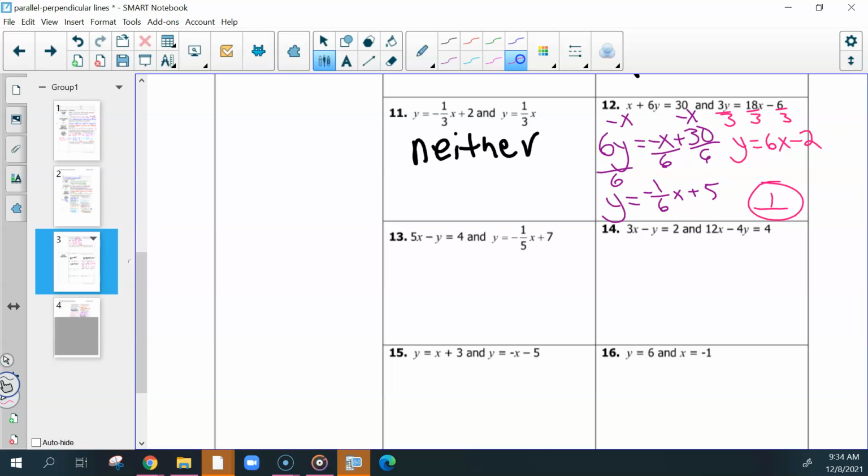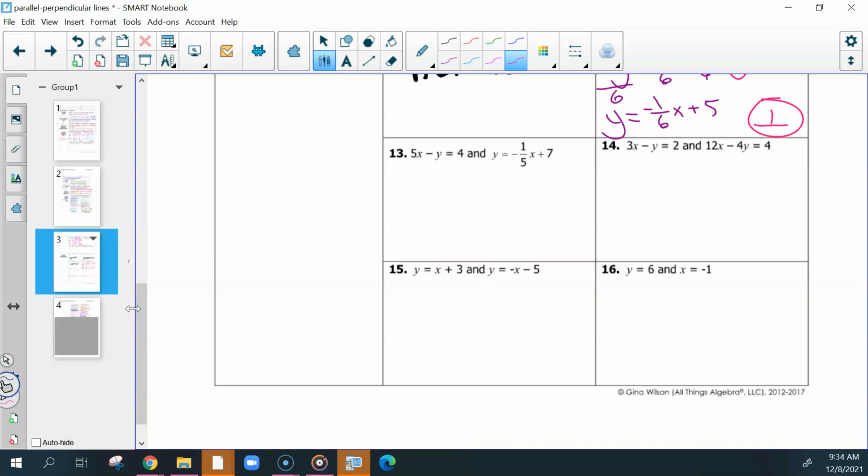The last one we're going to do together is number 16. With 16, you need to remember your horizontal and vertical lines. For y equals, which type of slope would that give you? It would be a horizontal line. It would not be an undefined slope. It'd be 0. For your x equals, you have what type of slope? Undefined. So would these be parallel, perpendicular, or neither? Perpendicular.